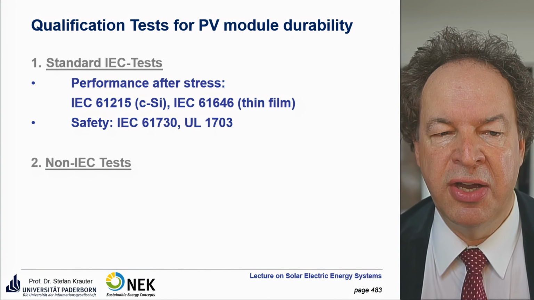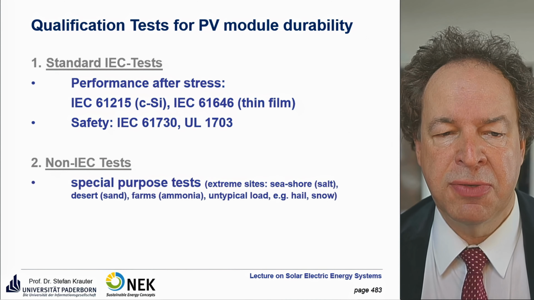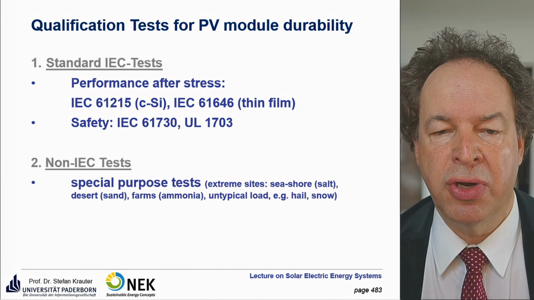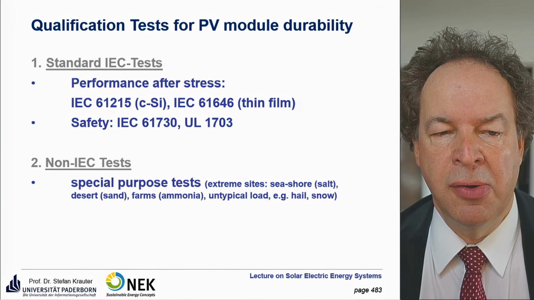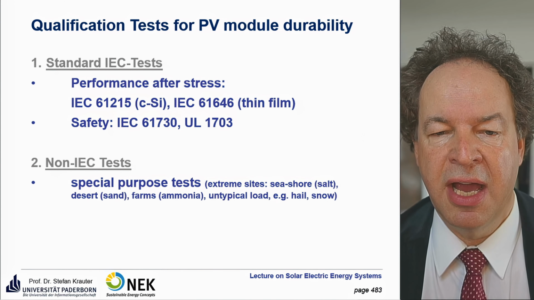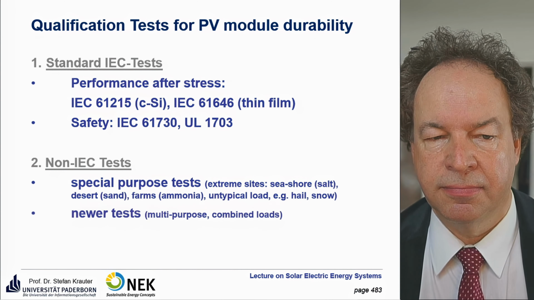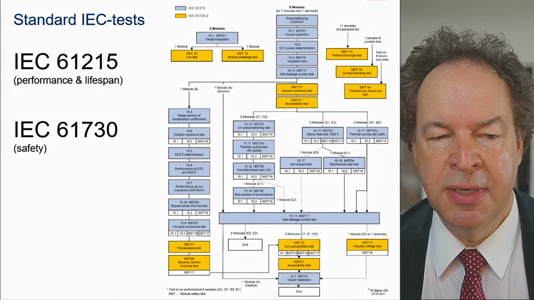Additionally, we have non-IEC tests that cover issues that are not covered with the IEC tests. These are special purpose tests, for example, for extreme sites: salt tests for seashore locations, sand tests for desert locations, ammonia, which escapes from farms, for example, pig farms, or typical loads. For example, some locations have an enormous amount of snow or heavy hail. Then we have newer tests, a multi-purpose test, or combined loads.